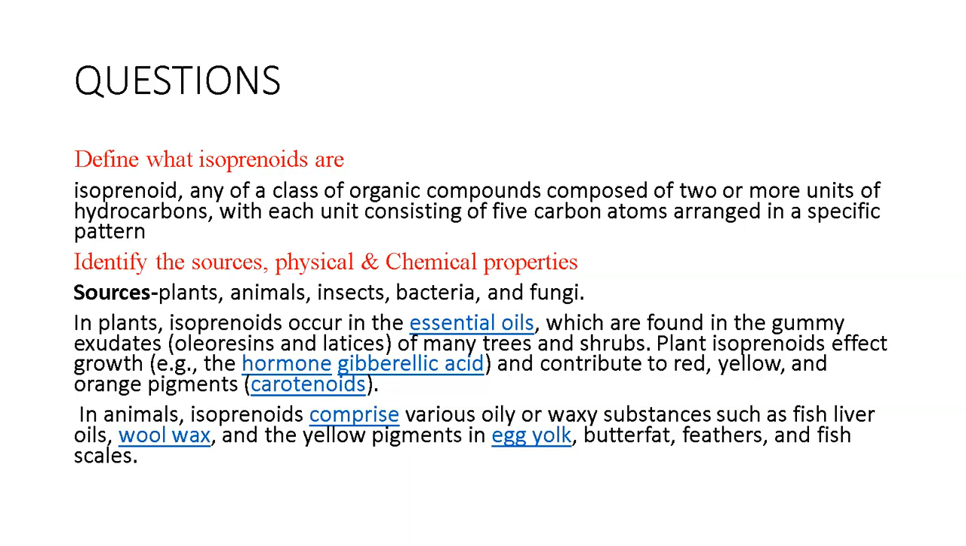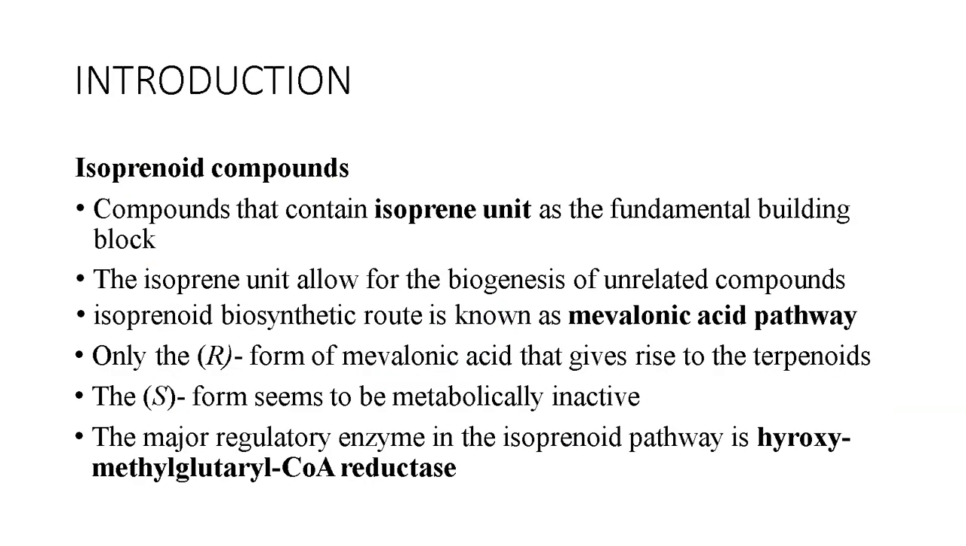With that, I think maybe you have an idea of what isoprenoids are. They are found in egg yolk, which most people have seen, butterfat, and fish scales. So the introduction: isoprenoid compounds are compounds that contain the isoprene unit as the fundamental building block. So if there's a question like, what are the building blocks for isoprenoids?